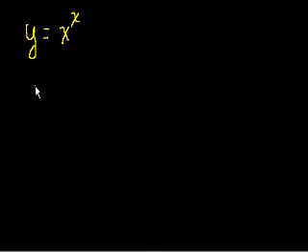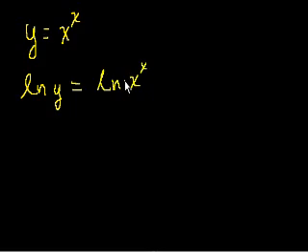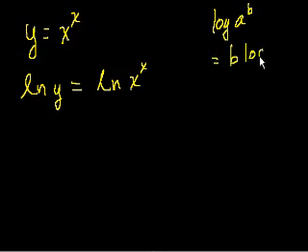And here is the trick. Let's take the natural log, or actually you could take any logarithm, but let's take the natural log of both sides of this equation. So you get the natural log of y is equal to the natural log of x to the x. And why did I do that? Because now I can use what we know about logarithm properties. We know that log of a to the b is equal to b log of a. And you could watch the exponent properties videos if you forgot that. So let's rewrite this using this property.